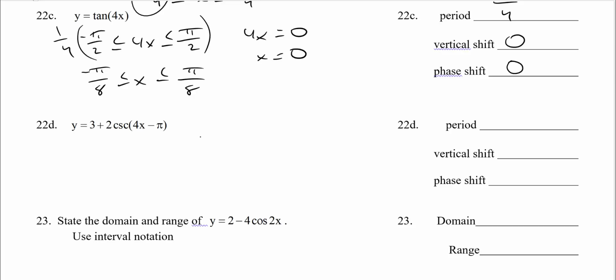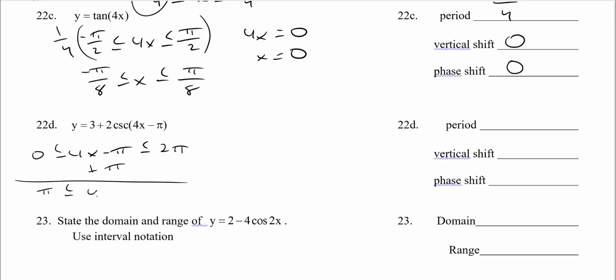Okay, so the period. 4x minus pi is between 0 and 2 pi. Add pi. So pi less than or equal to 4x, less than or equal to 3 pi, and then divide by 4. So the period is 3 pi over 4 minus pi over 4, which is 2 pi over 4 or pi over 2. Vertical shift, that's the 3 over there. And the phase shift would be pi over 4.